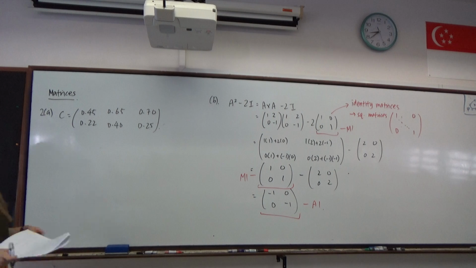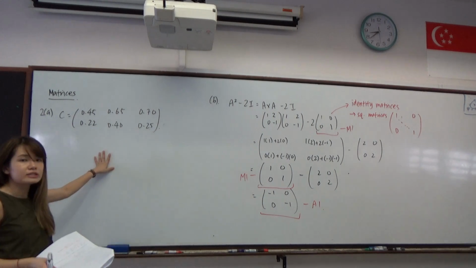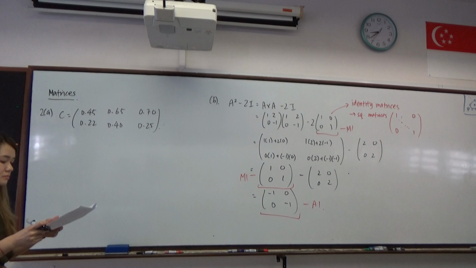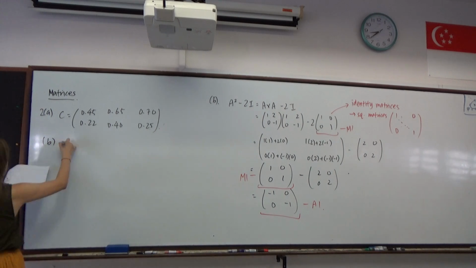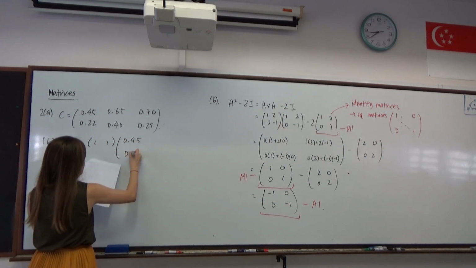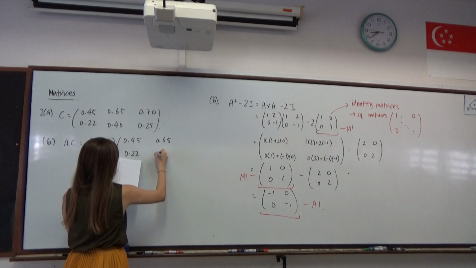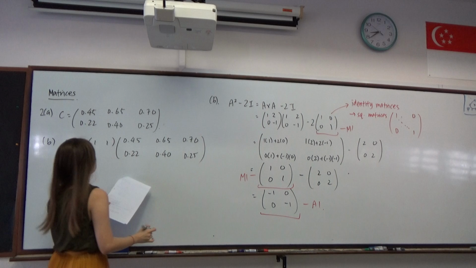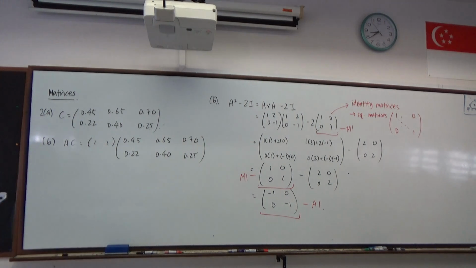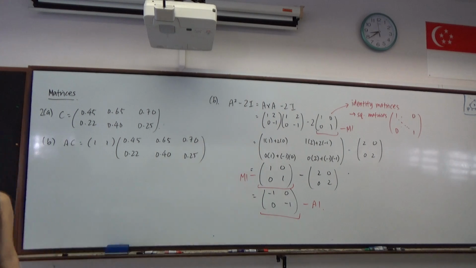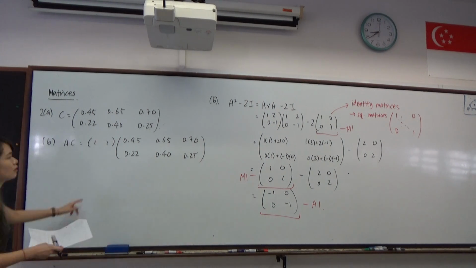Okay, for 2A, this one is a no-brainer. Most of you would have gotten at least 1 mark because of part A. You just have to follow the table. And then for part B, AC is actually multiplied this way. Some of you made careless mistakes, so sadly you could not get the correct answer.